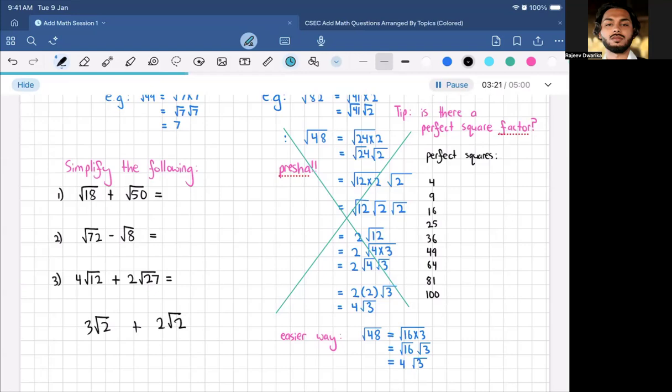If I have 3 root 2s and I add on 2 more root 2s to it, how many root 2s do I have altogether? Yeah, exactly, 5 root 2s. So that's literally what you're going to do: grouping together like terms.